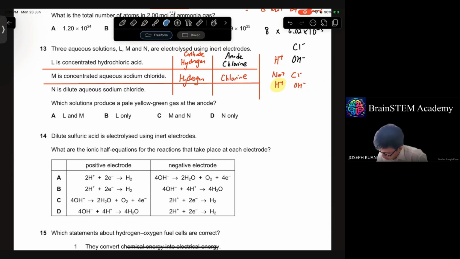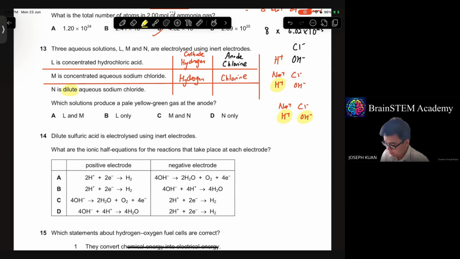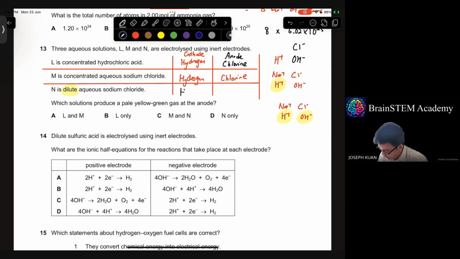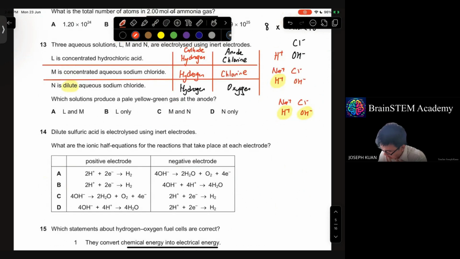For the last question, it's dilute sodium chloride solution as well. We have the same 4 ions. However, the difference here is that it is dilute. When it's dilute, the priority is different. Instead of chloride, it will be hydroxide that gets preferentially discharged. So when hydroxide is preferentially discharged, we will get oxygen instead of chlorine. So the answer here will be L and M, because this chlorine gas is pale yellow-green. So A is the answer.